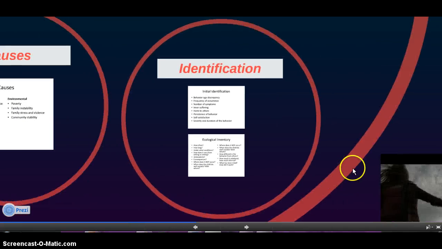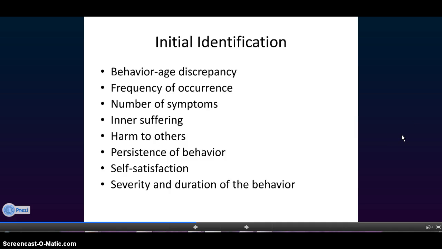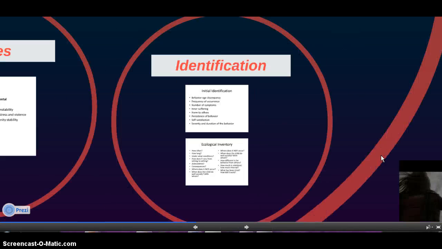So, how do we identify individuals with emotional and behavior disorders? For the initial identification, we look at things like behavior-age discrepancy. Does this child act younger than they are? Are they engaging in behaviors that are not typical of children their age? Frequency of occurrence: how often is this behavior happening? How many different symptoms are we seeing? Is there evidence of inner suffering for the child? Is he causing harm to others? Does he persist in the behavior even when he's punished? Is he self-satisfied? In other words, does he like his own behavior? And then the severity and duration of the behavior.